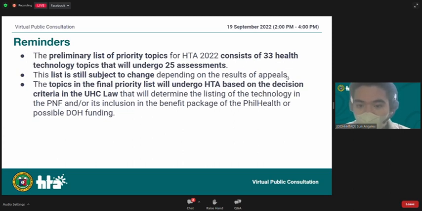The preliminary list of priority topics for the HTA 2022 consists of 33 health technology topics that will undergo assessment. This list is still subject to change depending on the results of the appeals. The topics in the final priority list will undergo HTA based on the decision criteria in the UHC law that will determine the listing of the health technology in the PNF or its inclusion in the benefit packages of PhilHealth or possible DOH funding. Next slide, please.